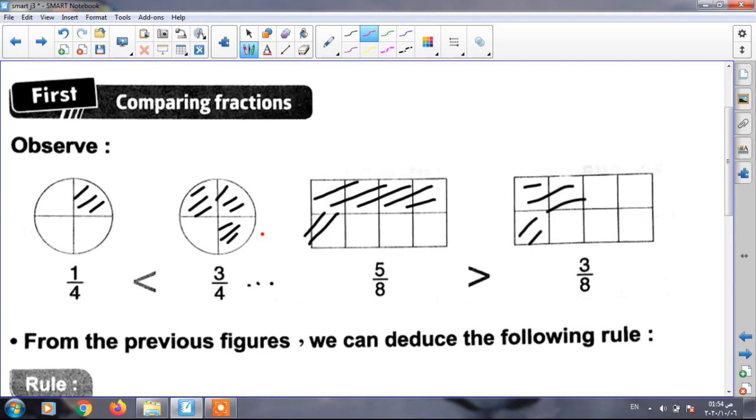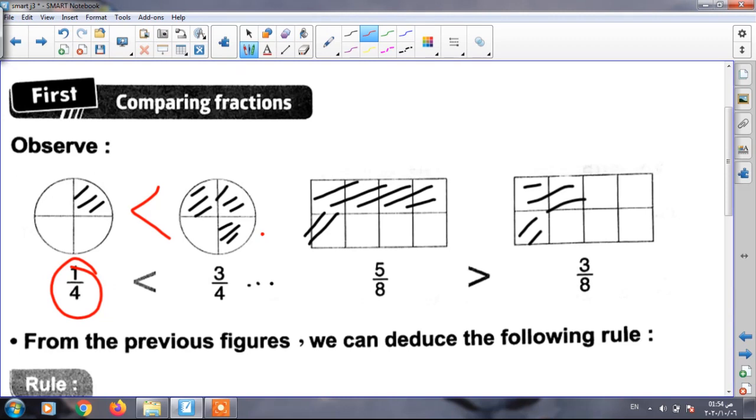Yes, excellent. From here, the first shape is smaller than the second. So it means a quarter is smaller than 3 quarters.